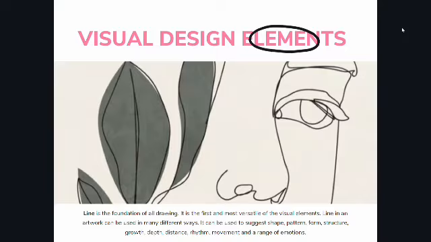Now, proceeding to the visual design elements. Just like art, visual media have different elements. First of these is the line. Just like in art, we also have line in the visual design elements of media. Now, what is line? Line is the foundation of all drawings. It is the first and most versatile of all the visual elements. Line in an artwork can be used in many different ways. It can be used to suggest shape, pattern, form, structure, growth, depth, distance, and many more.